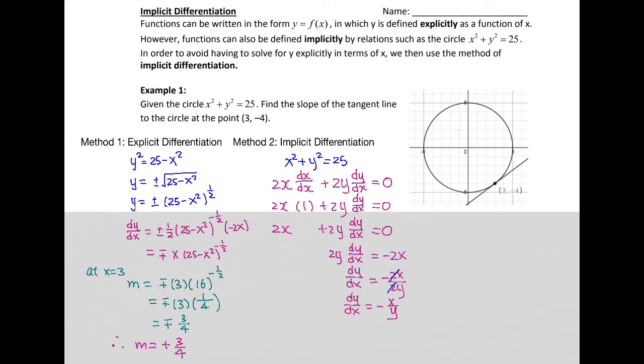Now, what we need to do is substitute the point in. Substitute (3, -4). We know the slope, which is dy over dx, which is negative x over y, which is negative 3 over negative 4, which is positive 3 over 4. Therefore, the slope of a tangent line to the circle at the point (3, -4) is 3 over 4.